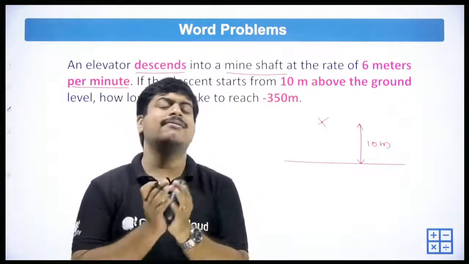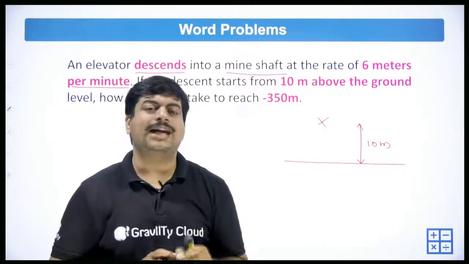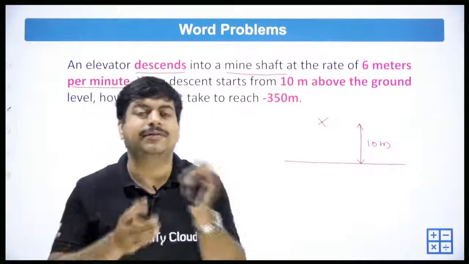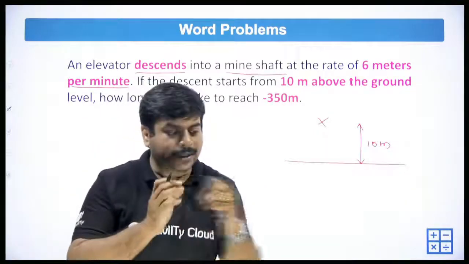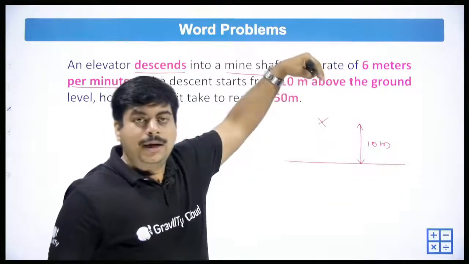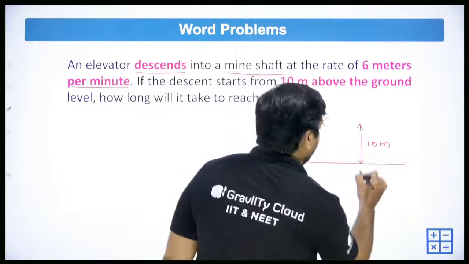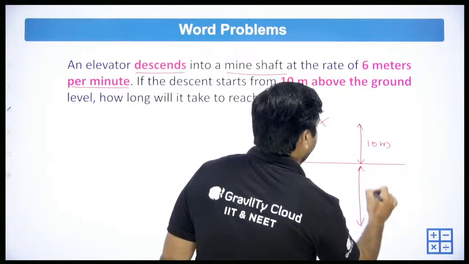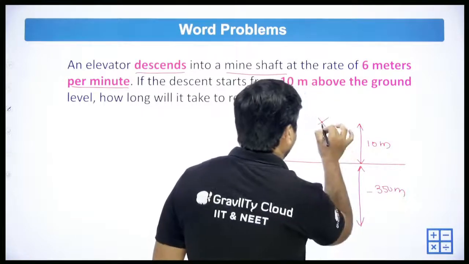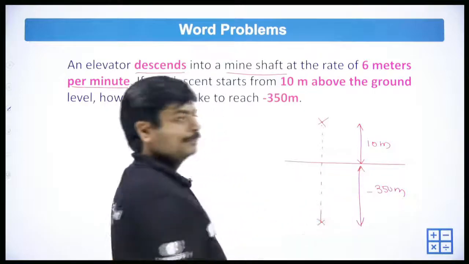Sir, how can we have the distance as negative? See, the meaning of negative always states that it is in the opposite direction, the reverse direction. Positives are here, negatives are here, correct? In the same way, if you're saying positive is up, negative numbers are at the bottom. So 10, and now it should move to minus 350 meters, at the bottom. So it should travel all this distance from this point to this point.